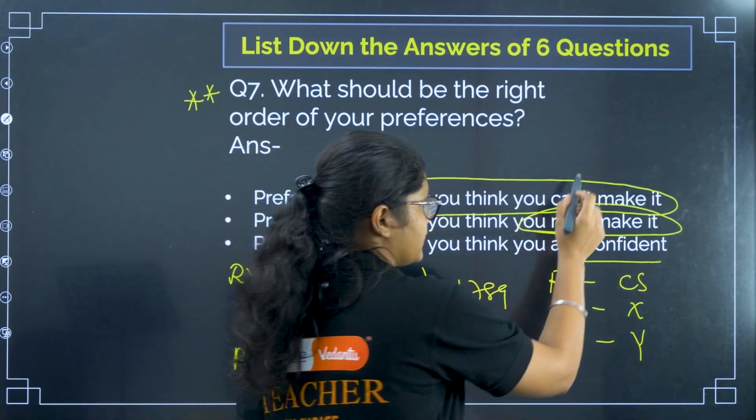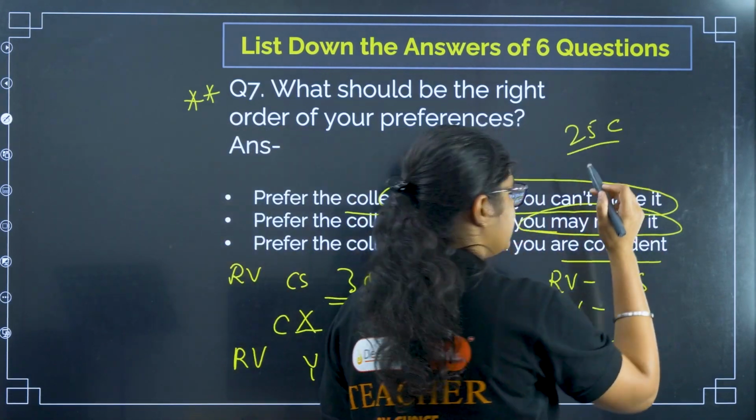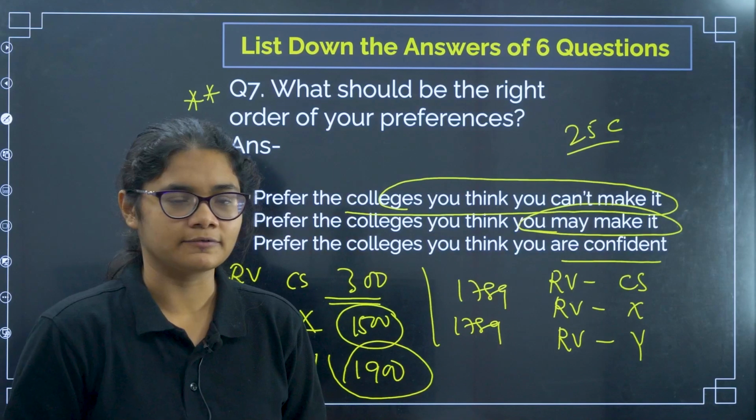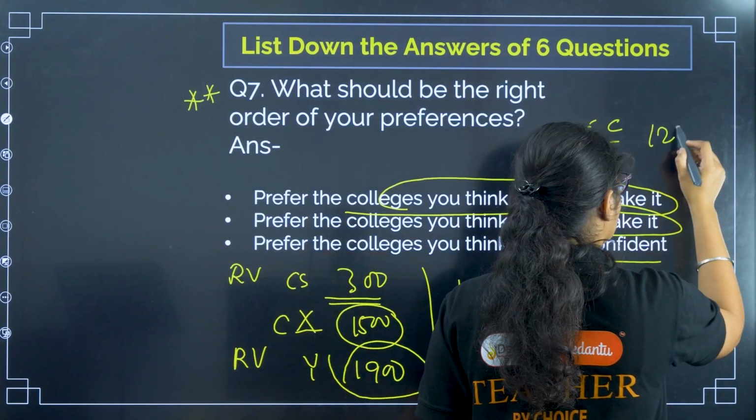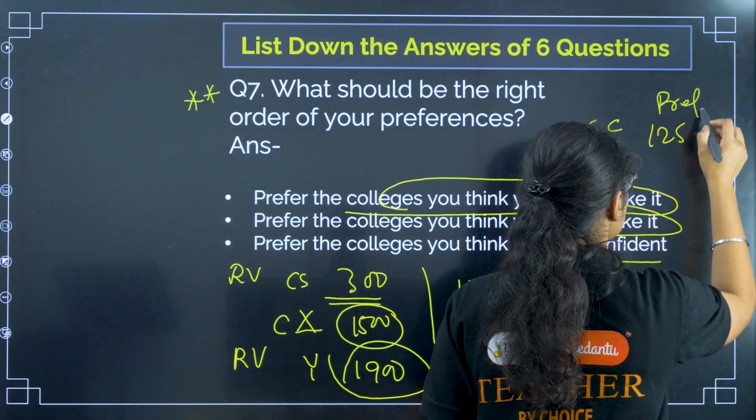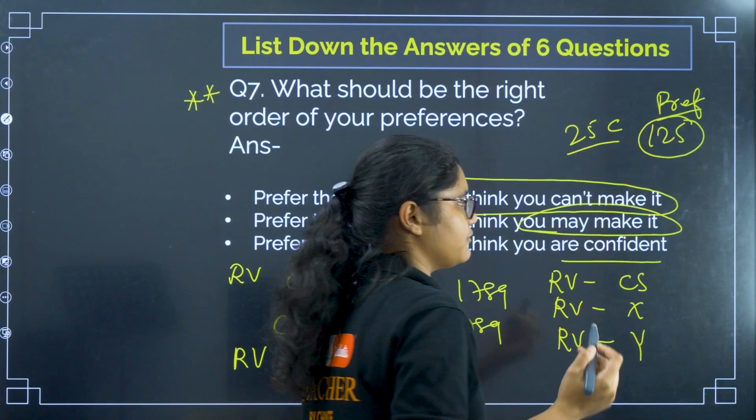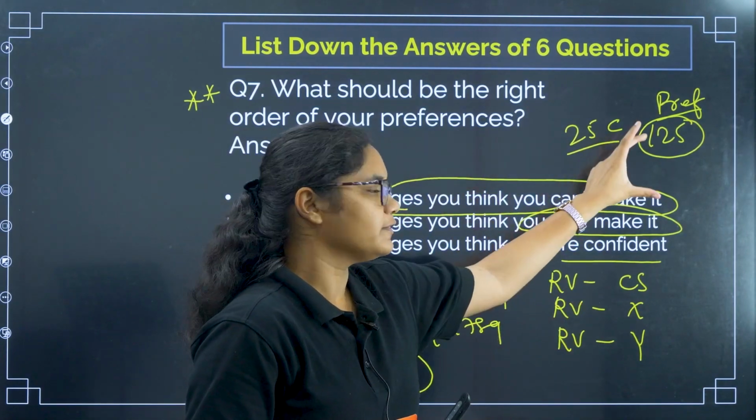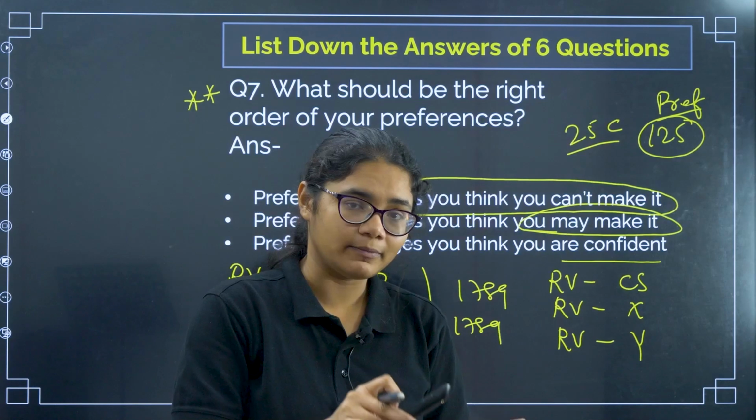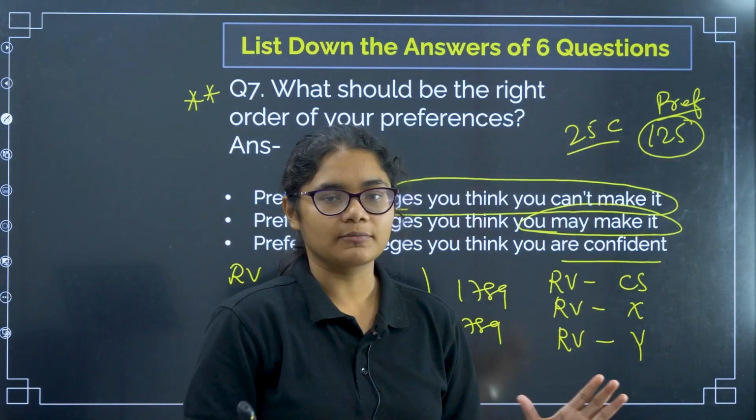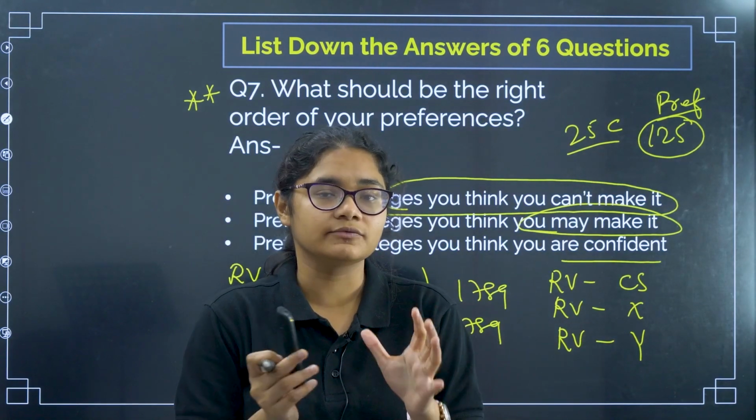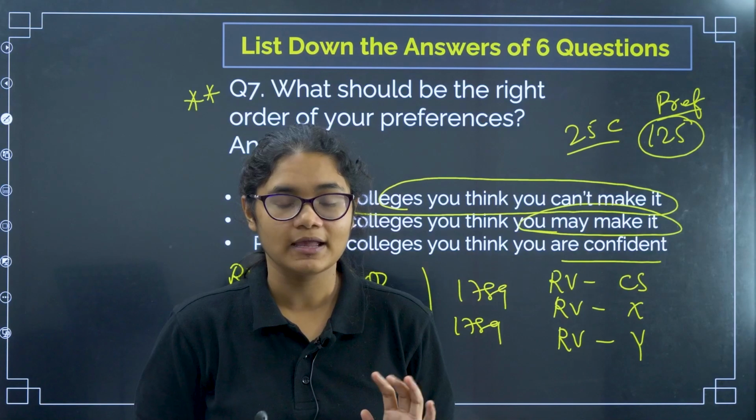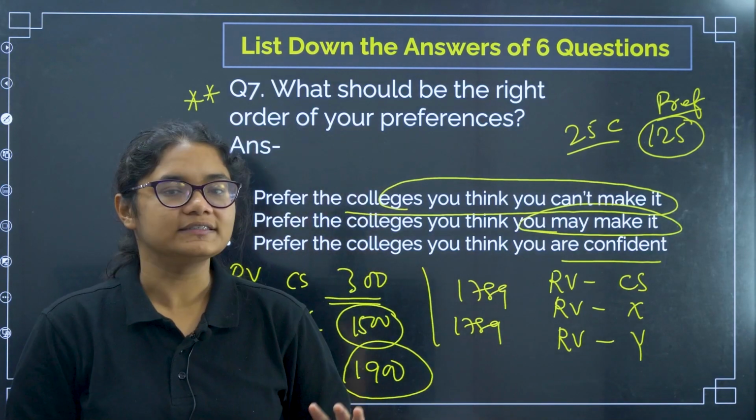Suppose you have selected 25 colleges, and in each college 5 courses, so around 125 preferences. In these 125 preferences, arrange first those which you will not get, then those which you may or may not get, and last those preferences which you are very confident you will get based on your rank and last year's cutoff.